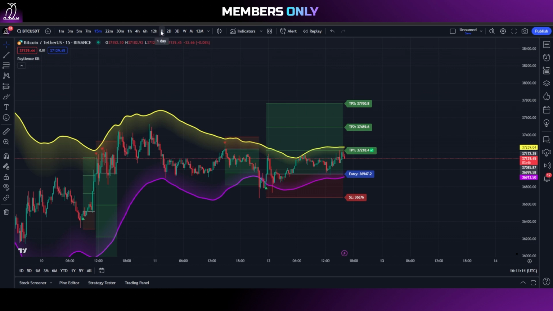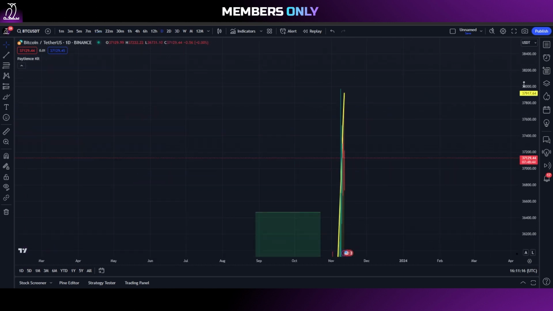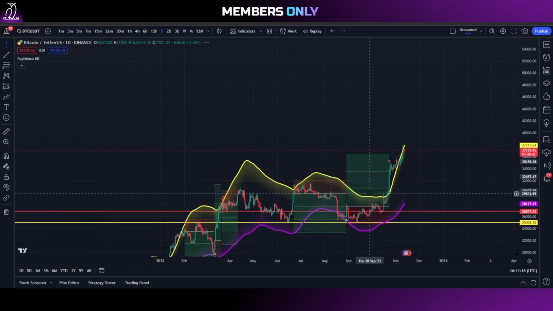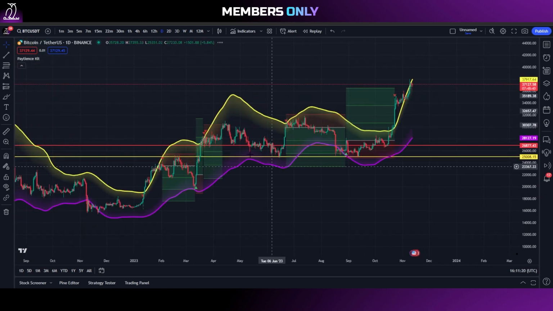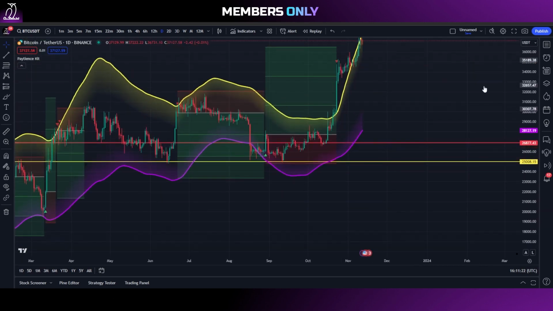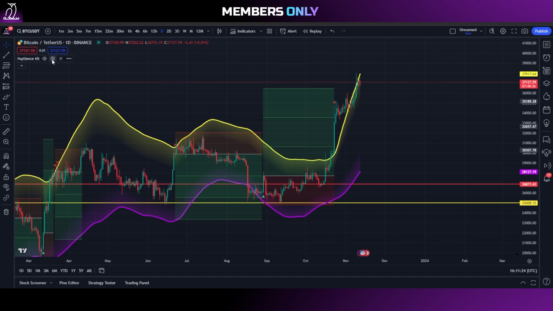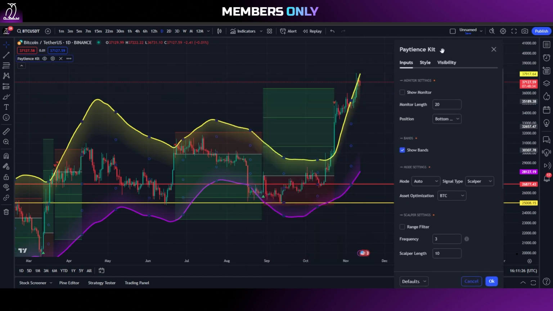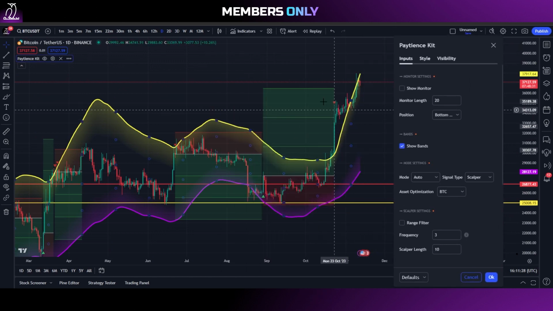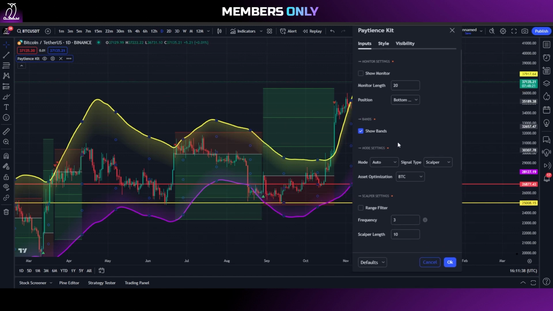Now let's show you what this thing can look like on the higher time frames. Now you'll notice potentially some very weird setups happen when you put the scalper setting on the higher time frames. I mean, this worked out amazing. This is smashing the third take profit at this point, and this one as well worked out very, very nice, but we're actually using the wrong settings.